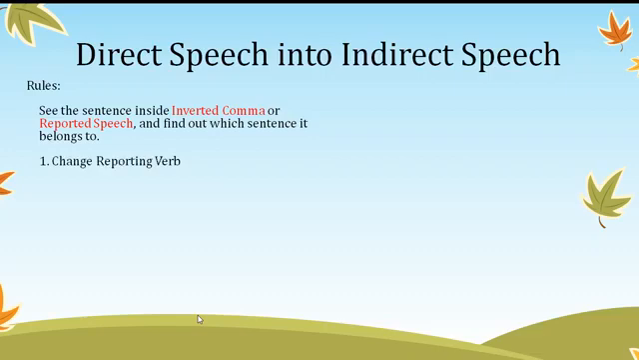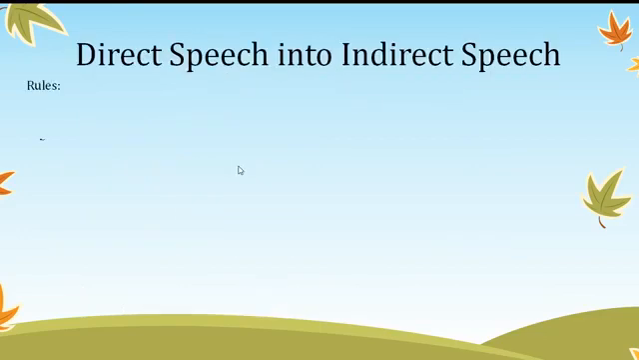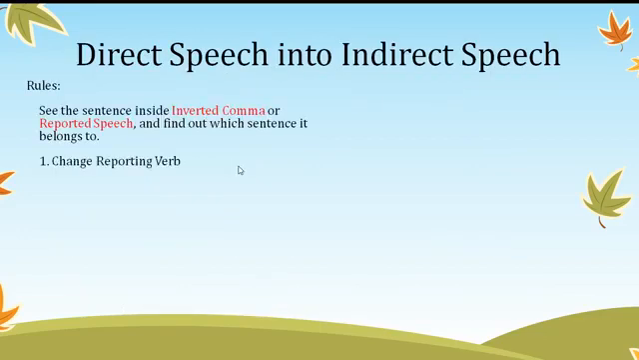Now let's go to another rule. After we come to know which sentence it belongs to, first of all, what step do you have to follow? Change the reporting verb. What is the reporting verb? It is between the speaker and the listener in the reporting clause. So this is the rule: first of all, change the reporting verb. Second, join with a conjunction. That is the second step. Never forget to follow step by step. Then you never make a mistake while changing from direct speech into indirect speech, dear learners.